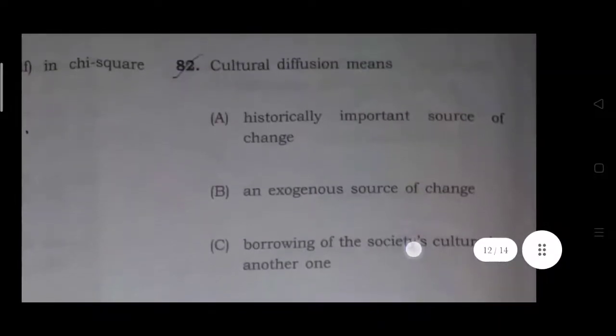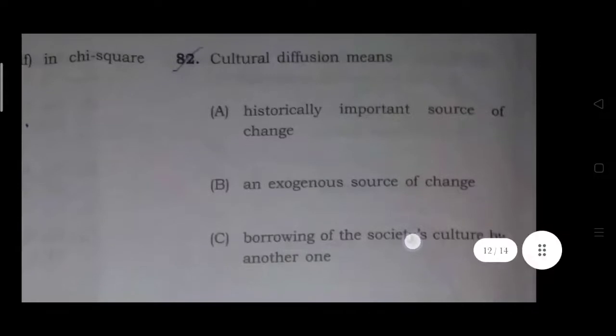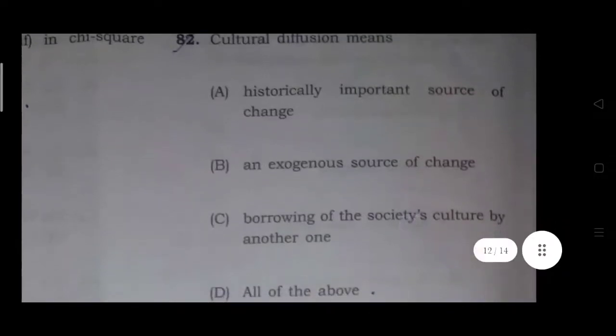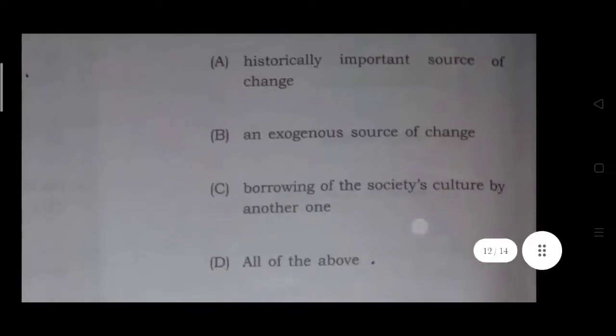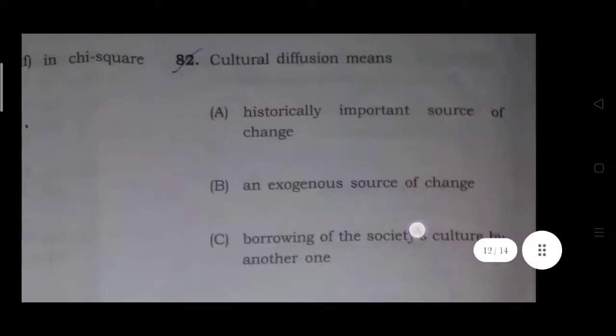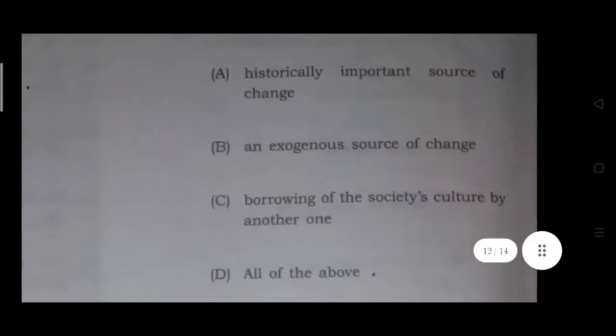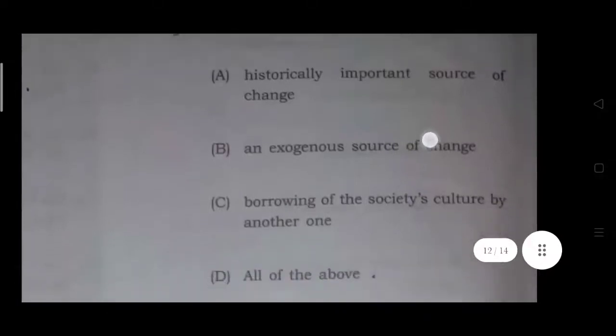What is cultural diffusion? Cultural diffusion means a historically important source of change. That is correct. And an exogenous source of change. That one is also correct. Borrowing of a society's culture by another one. This one is also correct. So here the answer to question 82 will be option D. That is all of the above.